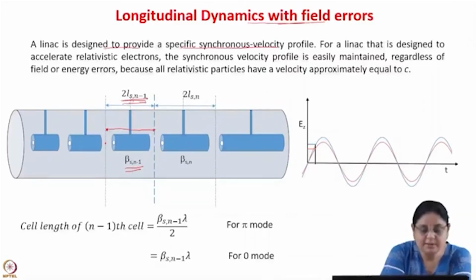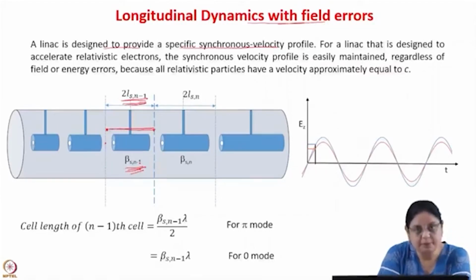So this cell length is accordingly designed depending on this velocity. It is beta lambda by 2 if it is a pi mode structure, and it is beta lambda if it is a 0 mode structure.